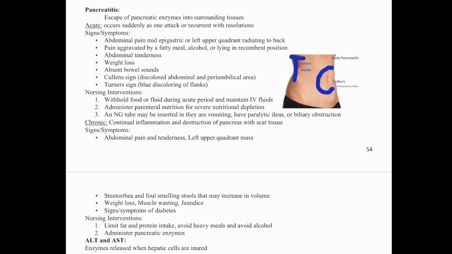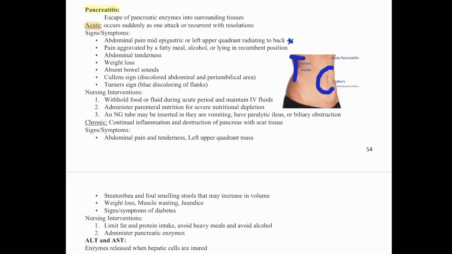All right, let's talk about pancreatitis. So this is when pancreatic enzymes escape into surrounding tissue. There are 2 types: acute, which occurs suddenly as one attack, or recurrent with resolutions. Signs and symptoms include abdominal pain, mid-gastric or upper left quadrant radiating to the back. So that's important to know. The locations of the pain can really tell us what it is. So it's important to remember the locations of pain with certain diagnoses.